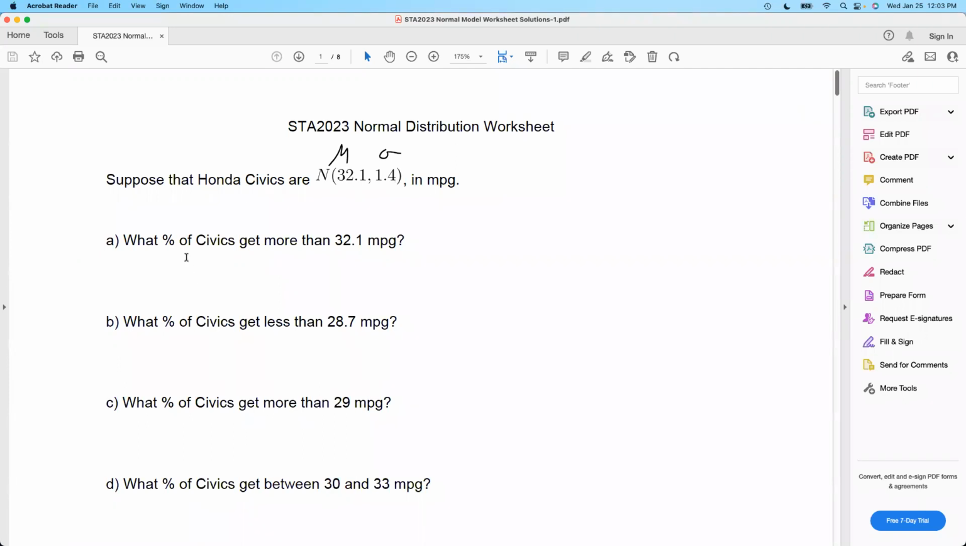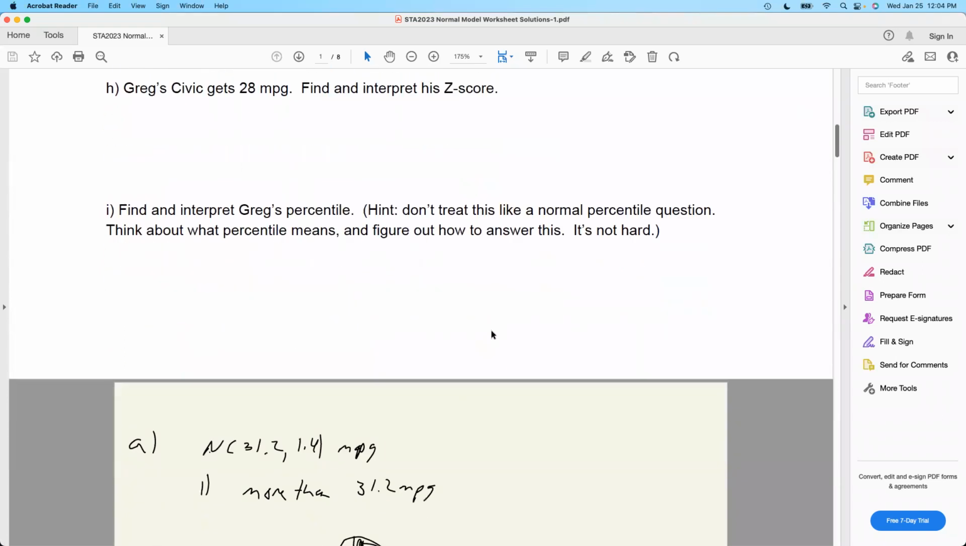First question is, okay, what percent of Civics get more than 32.1? So just think about it for a second. Like before we go through all the math, our average is 32.1. Normal distributions are perfectly symmetric. Half the population's above average, half are below. The mean is the median. So I don't even have to do any work here. The answer is 50%. But we can work it out and see that.